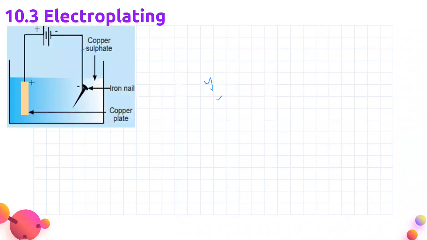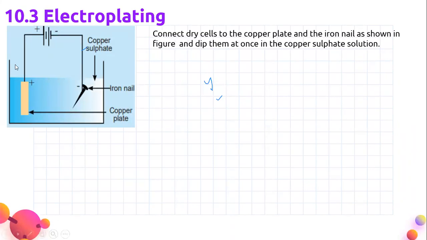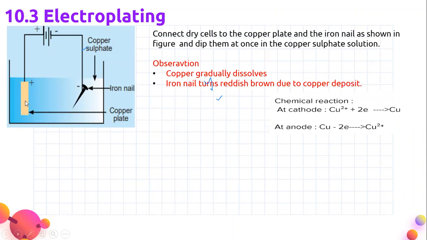Right. Here you can see this diagram. Here we have attached a copper plate to the positive terminal, and also we have attached the iron nail to the negative terminal. If we connect the circuit and the electricity passes through, you can see this copper plate gradually dissolves, and you can see a reddish brown substance on this iron nail.